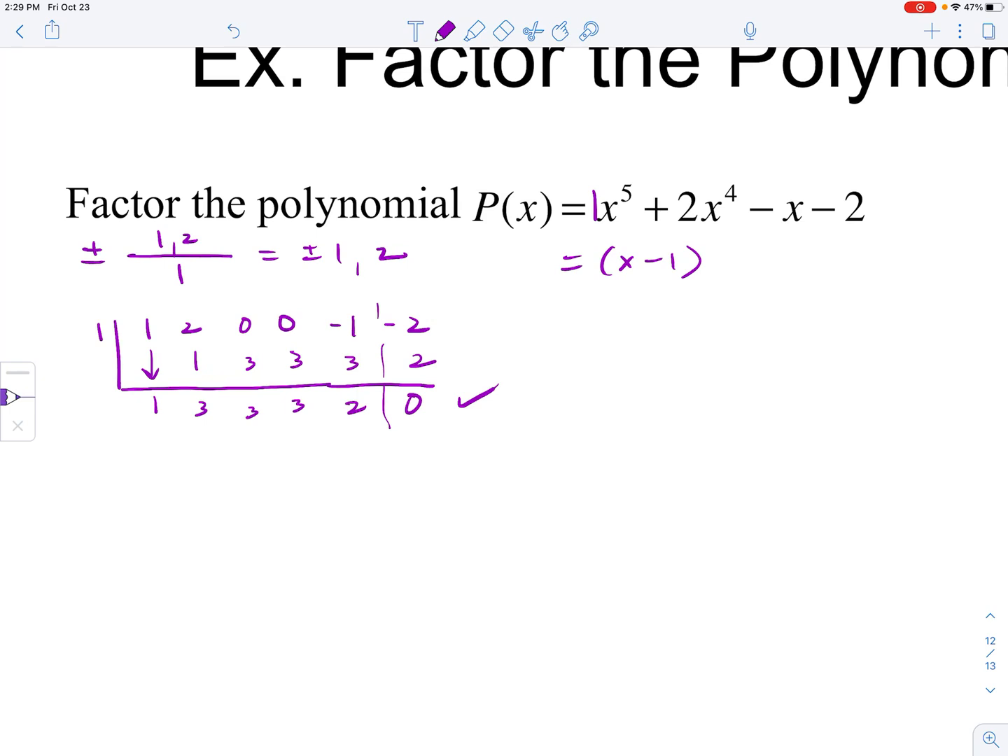Okay, let's test negative 1. So if I bring 1 down, 1 times negative 1 is negative 1, add straight down. And what do you know? Negative 1 also works. So x plus 1 is also a factor. So there's going to be 3 more linear factors. Let's keep testing. Why don't we try negative 2?